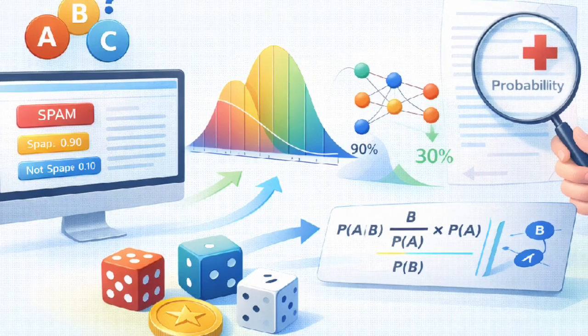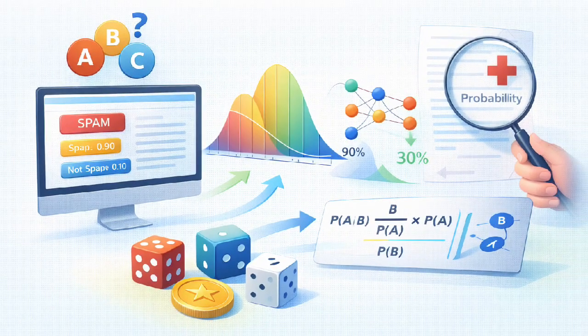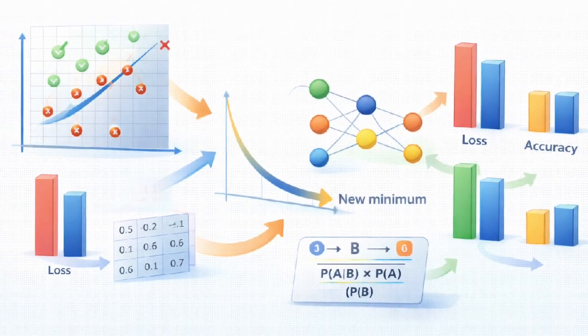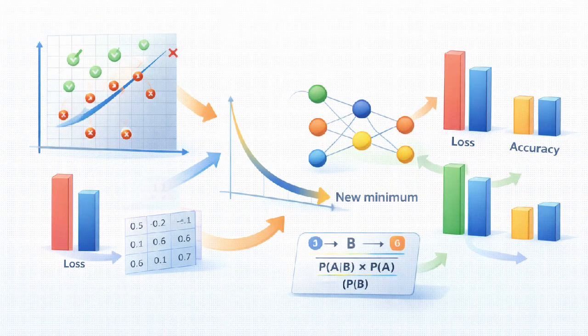For example, when an email filtering system analyzes a message, it does not simply say spam or not spam. Instead, it calculates probabilities such as a 90% chance that the email is spam and a 10% chance that it is not. The system then chooses the most likely outcome. Probability also helps models learn from data. During training, algorithms measure how likely their predictions match the actual data. They continuously adjust themselves to increase the probability of correct predictions and reduce errors over time.